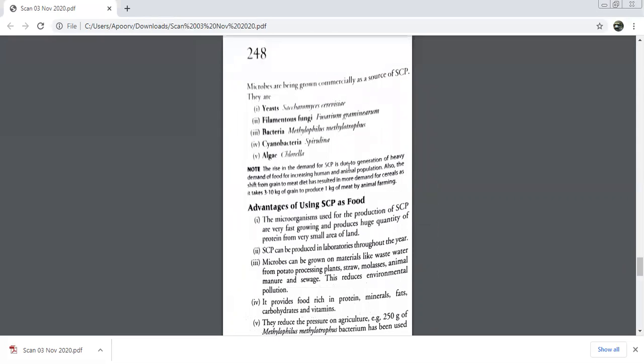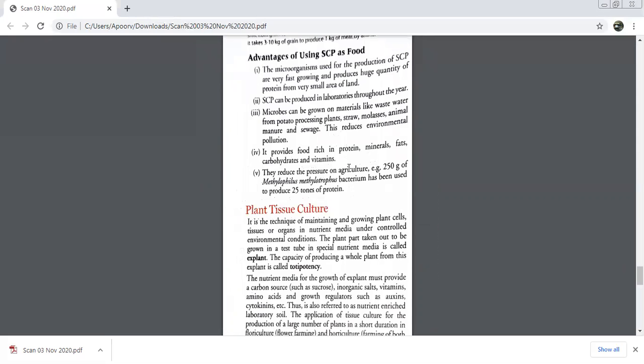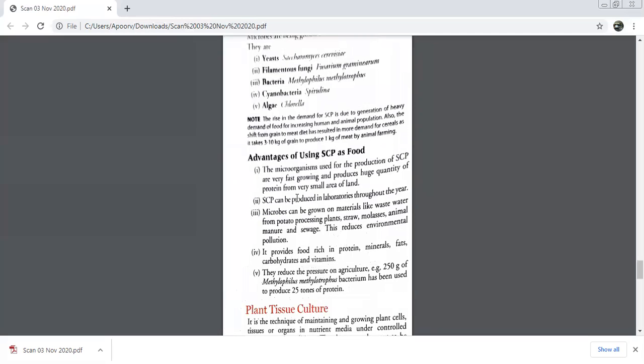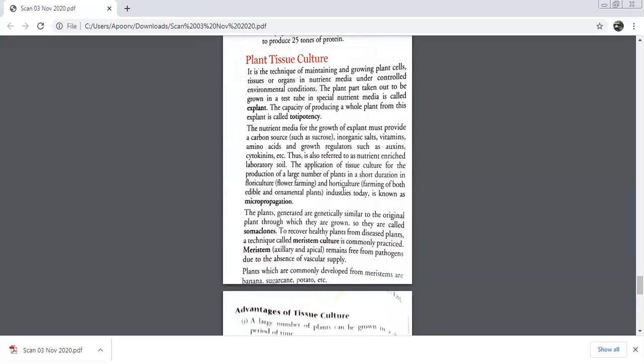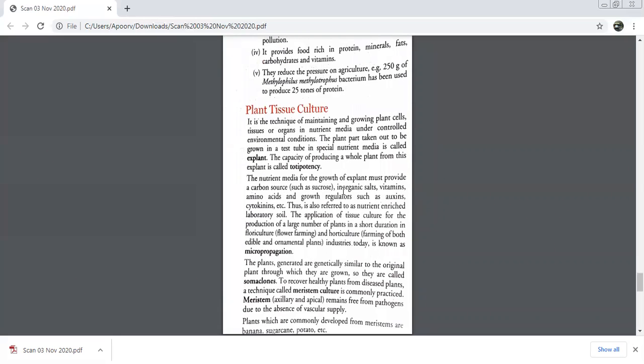What are the advantages of using SCP as food? The microorganisms used for the production of SCP are very fast growing, so a huge quantity can be obtained from a very small piece of land. SCPs are very important single cell proteins, and then the plant tissue culture. We've done it in class 10th also, a quick revision of plant tissue culture.